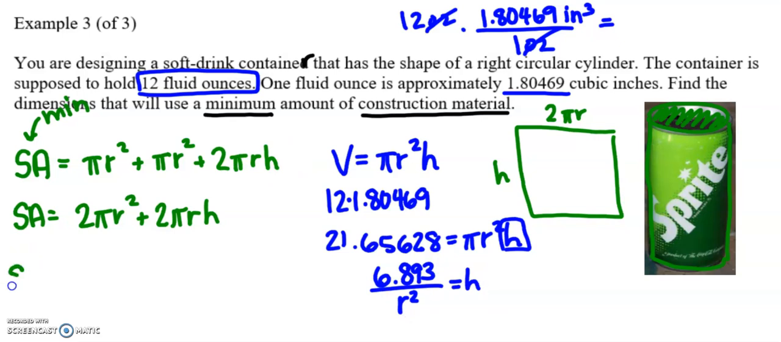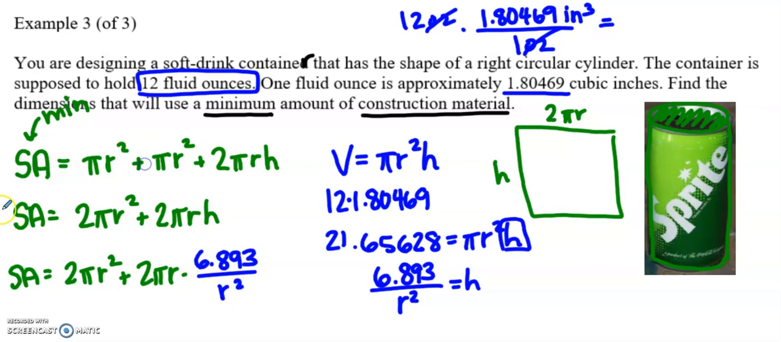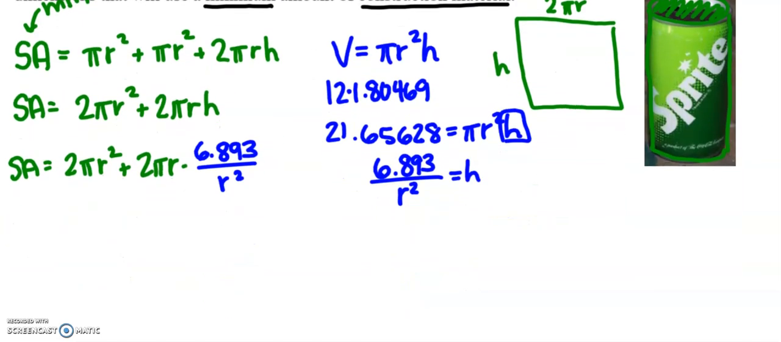So I can go to my surface area equation, and I now have 2 pi r squared plus 2 pi r times 6.893 over r squared. Okay, I'm going to leave you to clean this up, find surface area prime, and find me a critical number, r. So you're going to take the derivative. You're going to set the derivative equal to 0 and consider where it may be undefined, and then come back and meet me. Pause now.